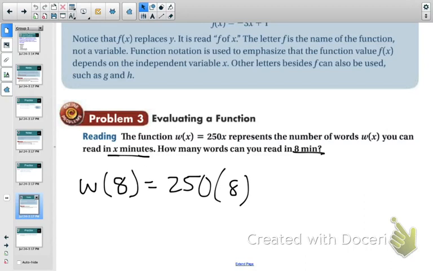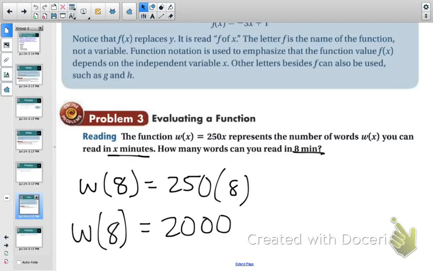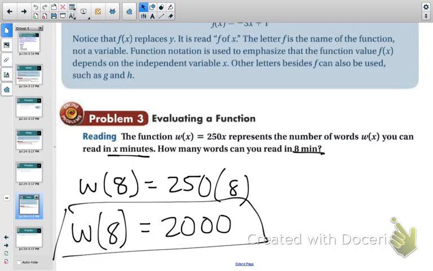And again, it's not w times 8. This just means w of 8. So when your x value is 8, your y value is 250 times 8, which is 2,000, I think. So w of 8 equals 2,000. I'm not dividing by 8. This is just your final answer. So 2,000 words in 8 minutes.